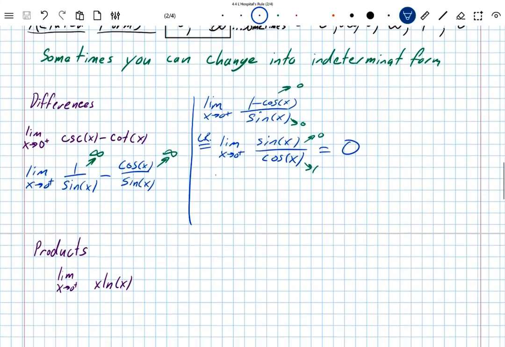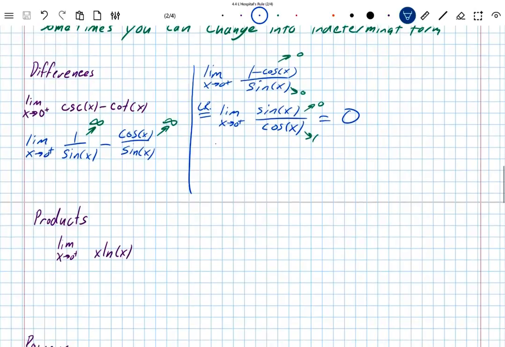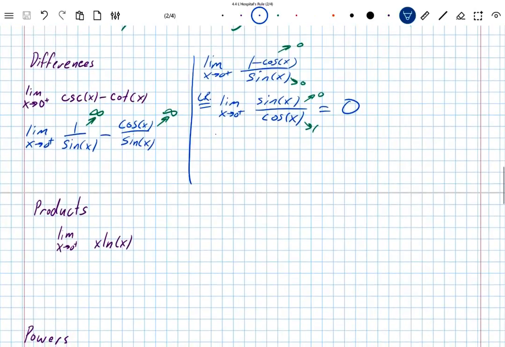Okay, next up, what if we are multiplying? This is a classic example. x versus natural log of x. x times natural log of x. What is happening here as x goes to 0 is this x is going to 0, but this natural log is going to negative infinity. And the question is who's going to win? That x wants it to be small, and that natural log wants it to be really big and negative.